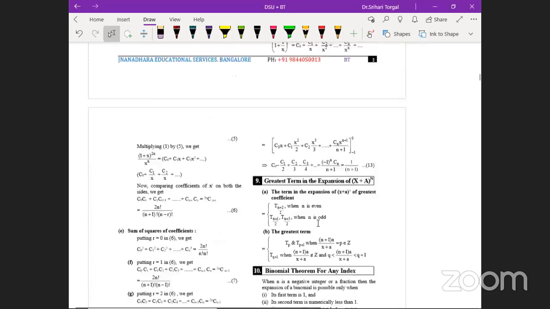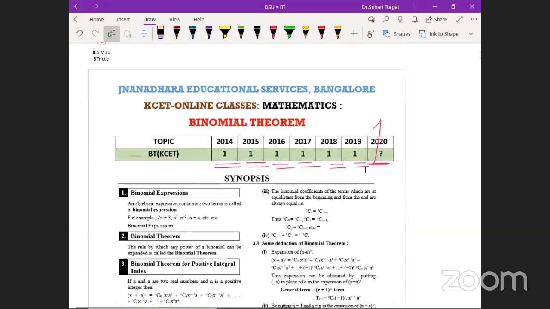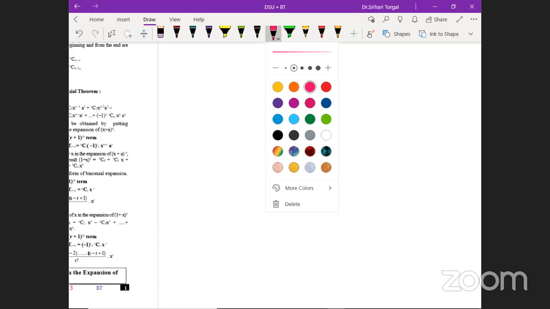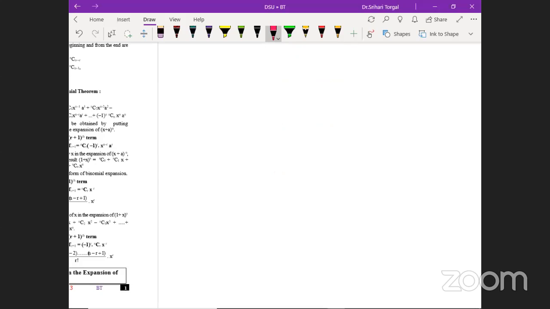Let me start with the synopsis only. Right. All of you know this Pascal triangle. Pascal triangle. Right. 1, 1, 1. You need to write like this. 1, 1. And 1, 2, 1. 1. You have to add these two numbers and write in the middle.